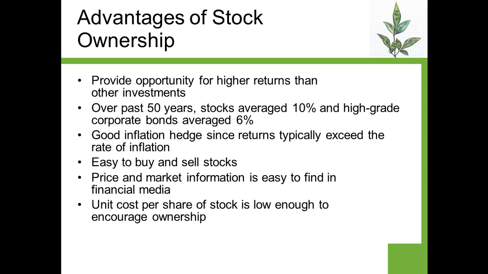If you invest in preferred stock, bonds and debentures, mortgage bonds, subordinated bonds or other types of bonds, the common stockholders will be provided a higher return than all of these. If we look over the past 50 years, stocks average 10% and high grade corporate bonds average 6%. So if we compare common stocks with corporate bonds, over the past 50 years there is an average 10% return in common stocks and 6% in corporate bonds. So you can see there is 4% extra income in common stocks.